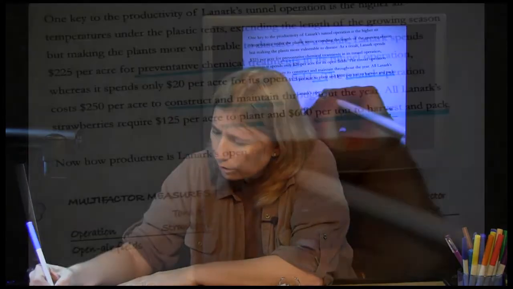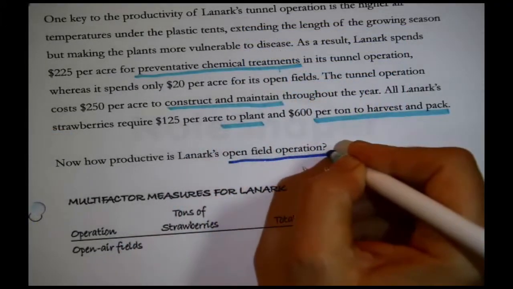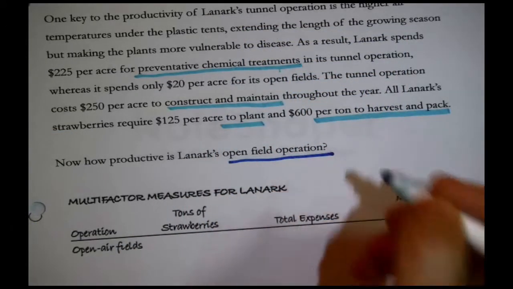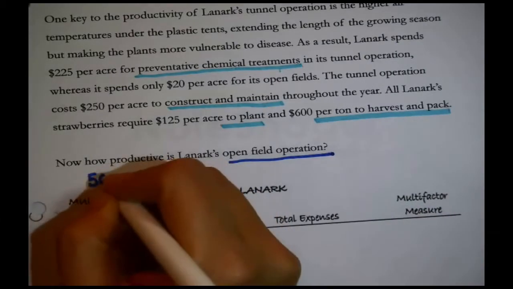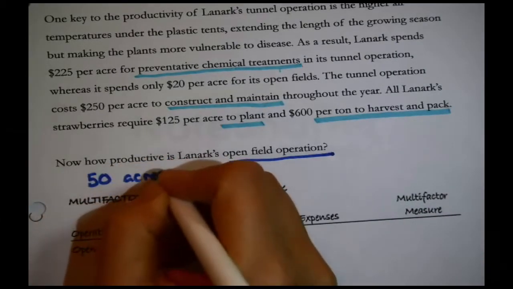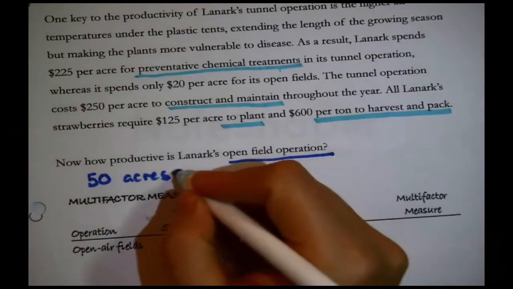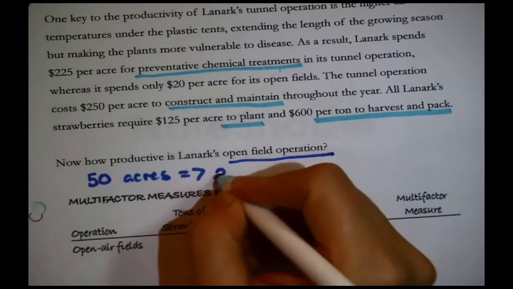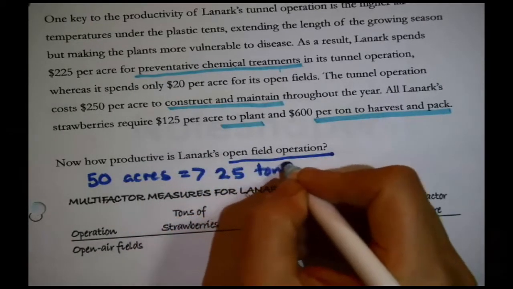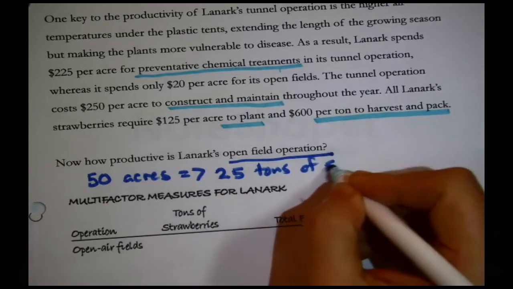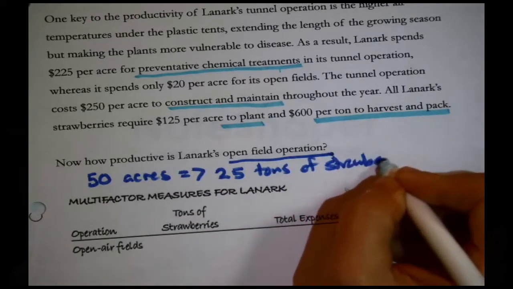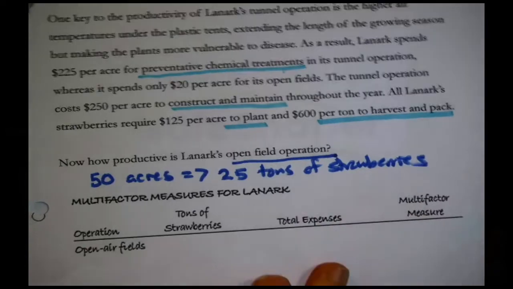Now, it is asking about their open field operations, correct? That is from last time: 50 acres that produced 25 tons of strawberries. I'm just noting this. This is just, if you would, a fact.